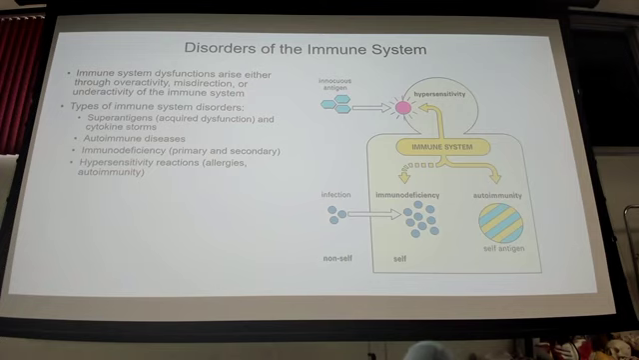And then with immunodeficiencies, this cartoon is basically just showing that you have some pathogen that should not be a problem, that is becoming a problem because you have a blind spot in your immune system and you're not able to clear it. And then autoimmunity, where you're recognizing self-antigen.